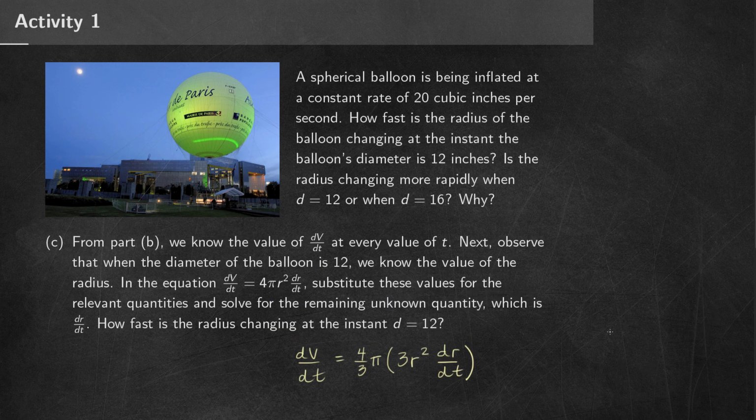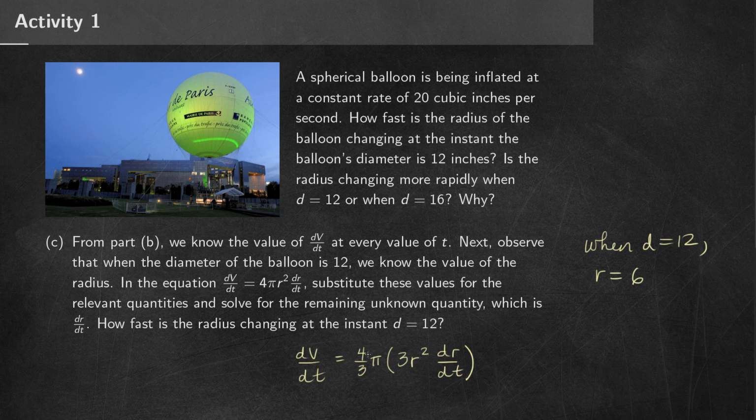Part C, from Part B, we know the value of dv dt at every value of t. Next, observe that when the diameter of the balloon is 12, we know the value of the radius. So when diameter equals 12, radius equals 6. In the equation, dv dt equals 4 pi r squared dr dt, substitute these values for the relevant quantities and solve for the remaining unknown quantity, which is dr dt.